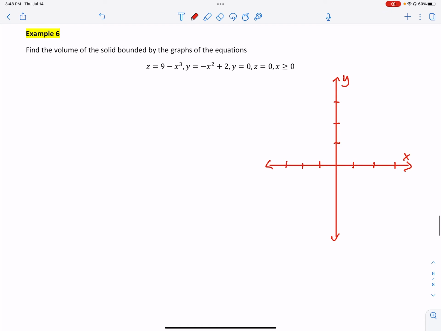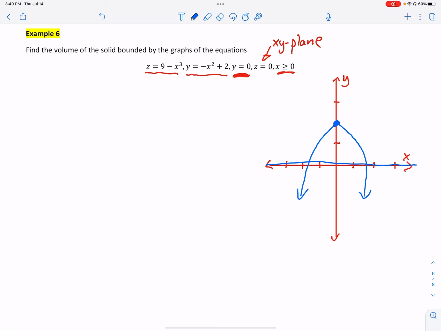Okay, so I see an xy equation. I also see this. Remember, this is the xy plane. And then they also want all x's that are greater than 0. Okay, so y equals negative x squared plus 2. Hopefully you recognize that. That is just a parabola flipped over that goes through negative radical 2 and positive radical 2. So we have something like that. Y equals 0, right, is this graph here.